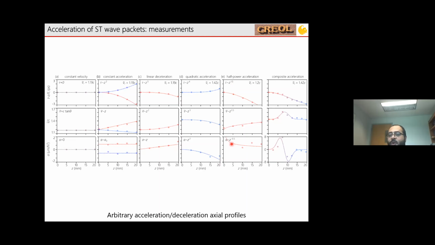or even non-integer powers. So acceleration that goes with 1 over the square root of the distance. And even composite accelerations, a pulse that starts off at some initial group velocity, accelerates to some terminal velocity, then switches the sign of acceleration and decelerates back to the original group velocity, and then moves on beyond that at any fixed terminal group velocity. So literally arbitrary control over the axial acceleration profile. Very excited about this.